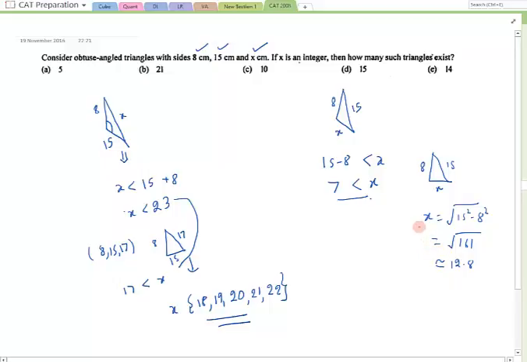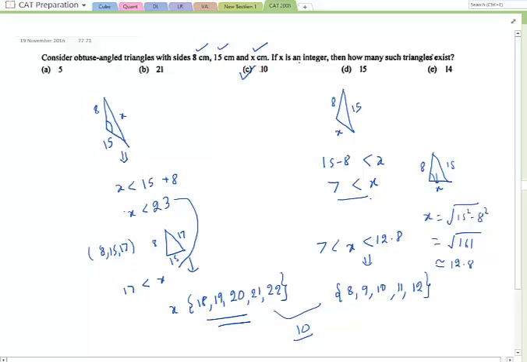So as this angle becomes bigger, x will start becoming smaller. So x has to be greater than 7 and less than 12.8. And from here we'll get the values 8, 9, 10, 11, 12. Based on this, you can say that there will be 10 solutions and so 10 will be the answer.